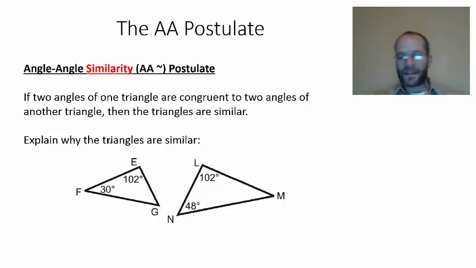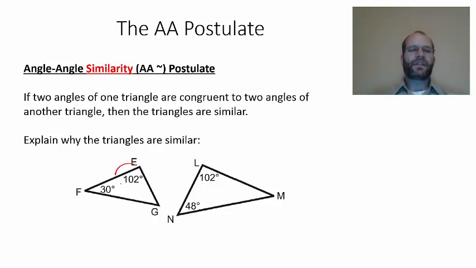So let's see if we can apply this rule. We have here 2 triangles, triangle FEG and triangle MLN. And the question is, are they similar? More particularly, on the screen it says explain why they are similar. So there's already sort of a hint given there that they are. Why are they similar? Well, in order to answer the question, we have to discern, in this context, whether there are 2 angles that are congruent.